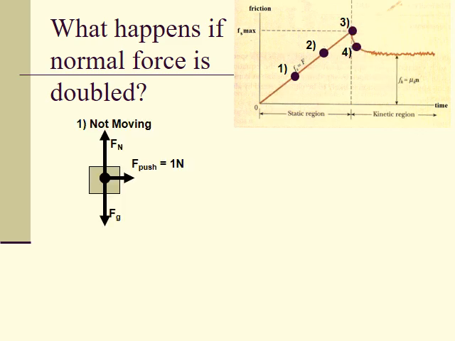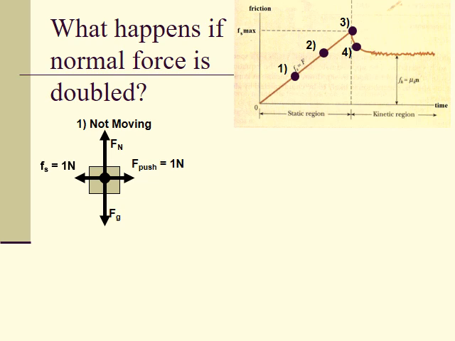So at time 1, the object's not moving. I'm still pushing it with 1 Newton of force, but it's now heavier. The force of gravity is larger and the normal force is larger. So how much is friction? Well, it's still not moving. It's still got to be 1 Newton of force. That didn't change. Last time it was 1 Newton of force too, but the normal force was smaller.